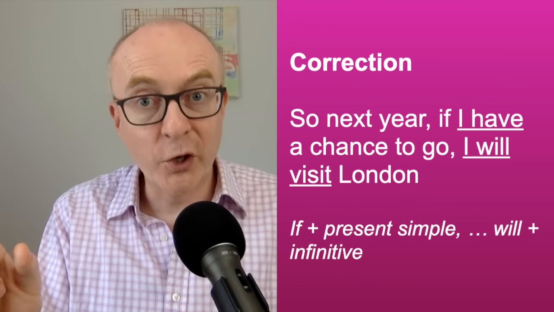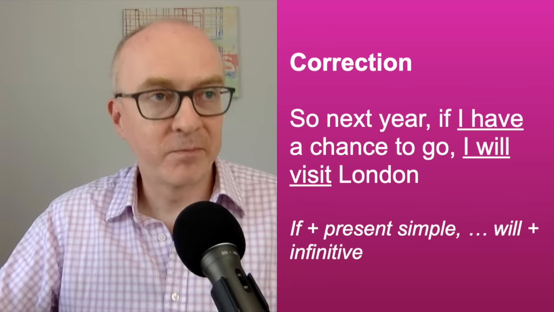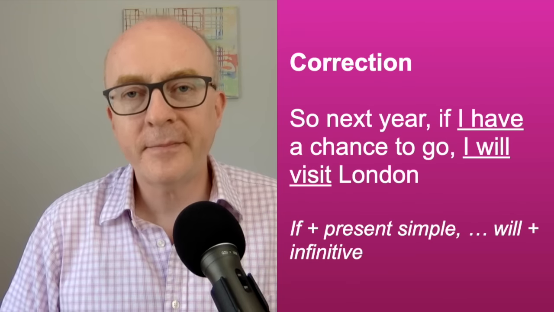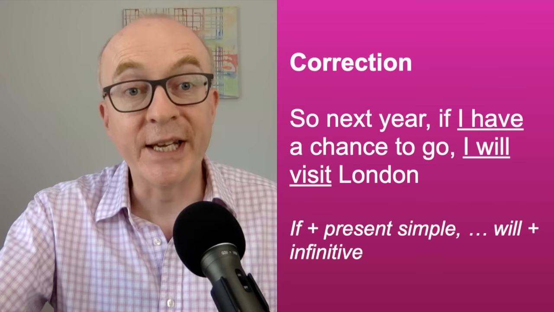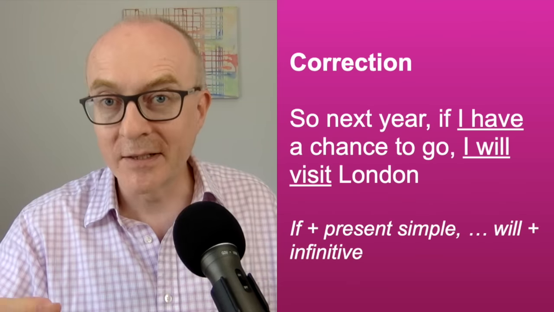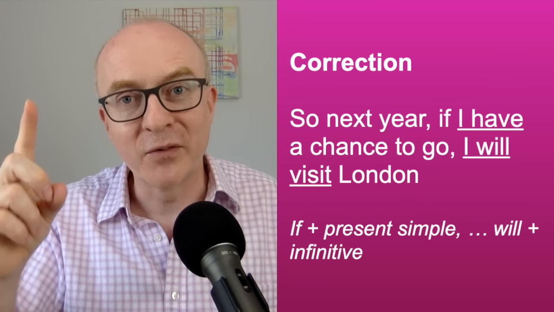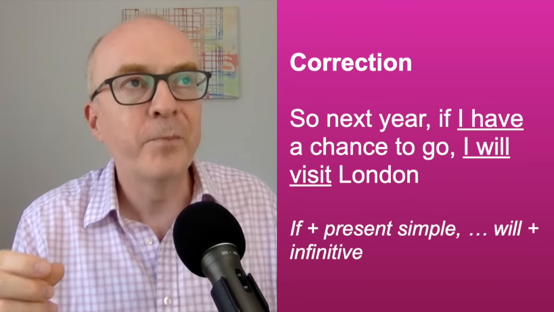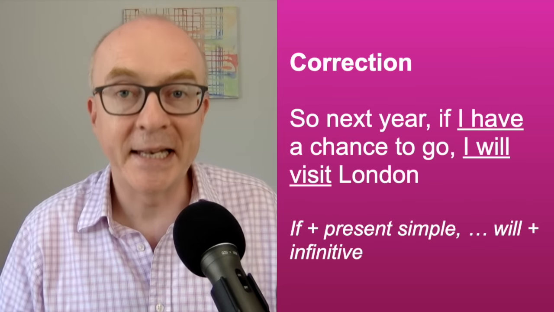It's if plus the verb in the present, comma, and then the next clause is the subject with will do something, will plus the verb, right? If I have a chance next year, so although we're talking about the future, we use the present tense to express the future. If I, a conditional future, right? A supposed or imaginary future, but very probable. If I have a chance to go next year, I will visit London.